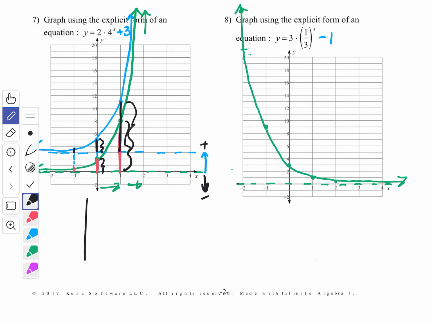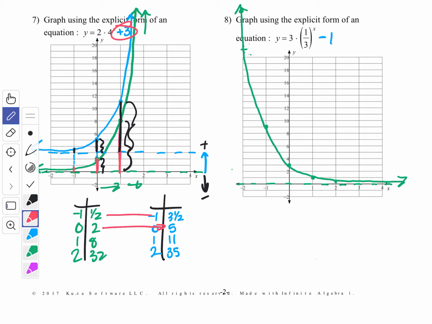The weird thing is when we make our tables, it's hard to see the difference, okay? So like this would be -1, 1/2, 0, 2, 1, 8, 2, 32. Whereas our blue one that got shifted would look like this: 3.5, 5, 11, and then if we got to it, it'd be 35. So what we see is that +3, we see in those y values that we're adding 3, okay?